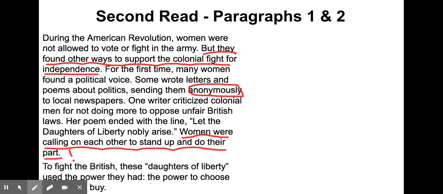To fight the British, these Daughters of Liberty used the power they had, the power to choose what to buy. So now I can come up with my gist.